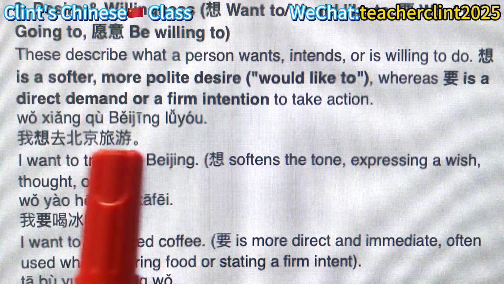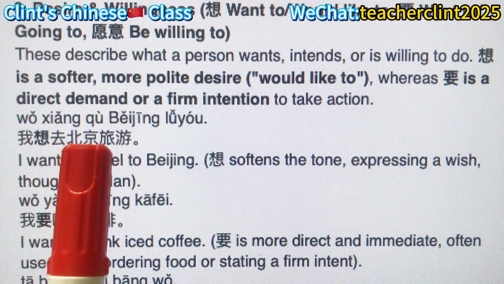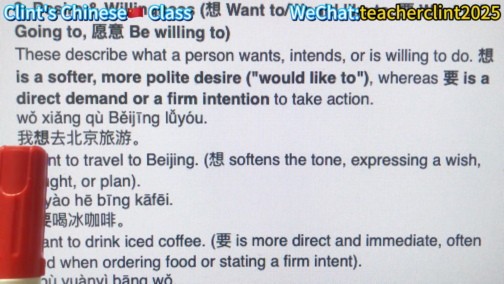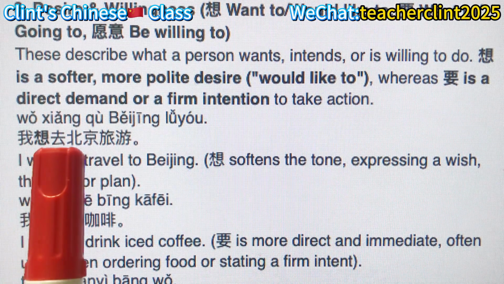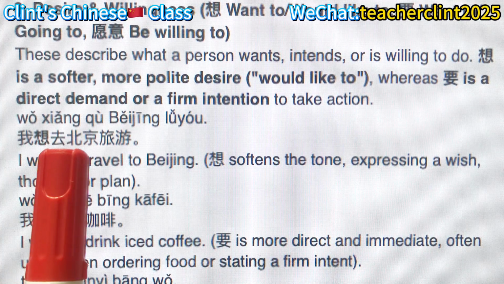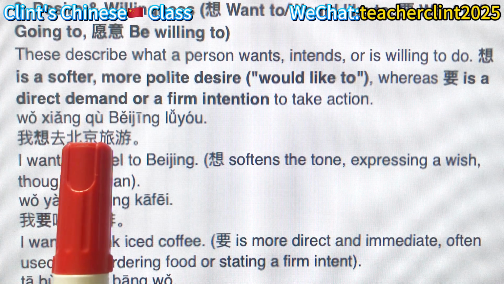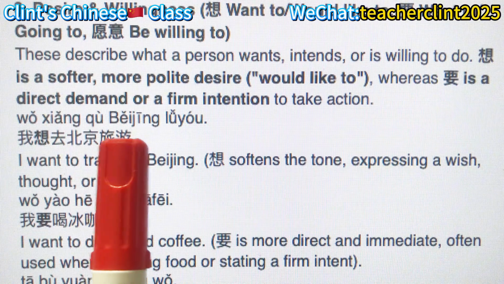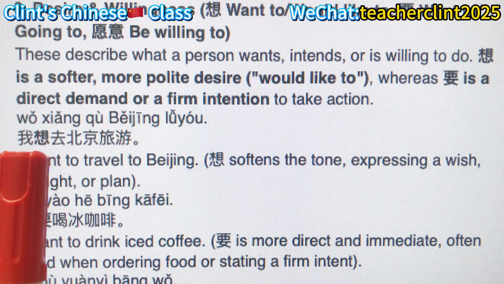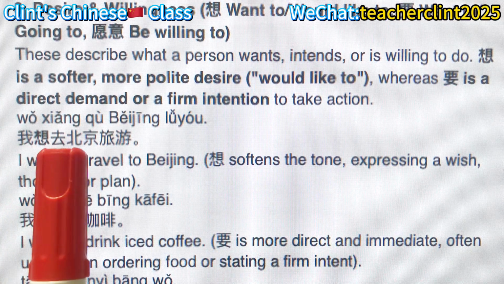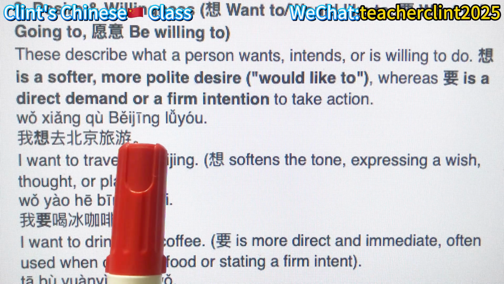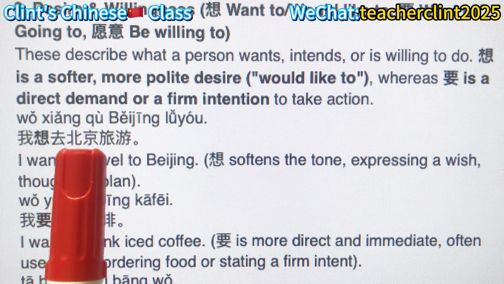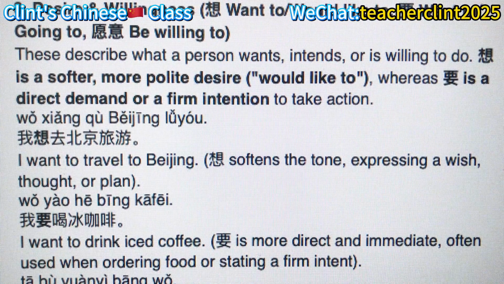I want to travel to Beijing. 我想去北京旅游。我 subject, 想 modal verb to show a wish or a thought. So it's a soft tone, right? 去 go to, 北京 the capital city of China. 旅游 travel. So here we use the 我 subject, modal verb, 去北京 verb phrase and 旅游 travel. The serial verbs, double verbs, right? Go to Beijing to do something.